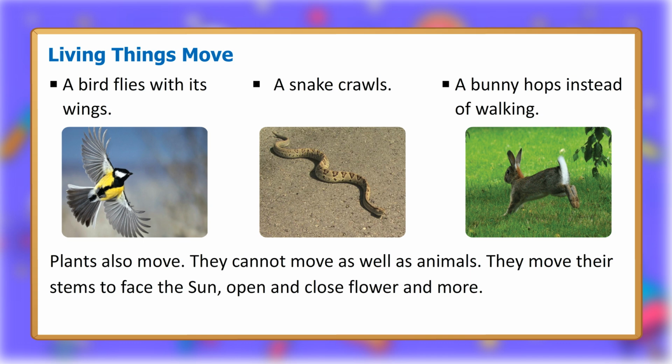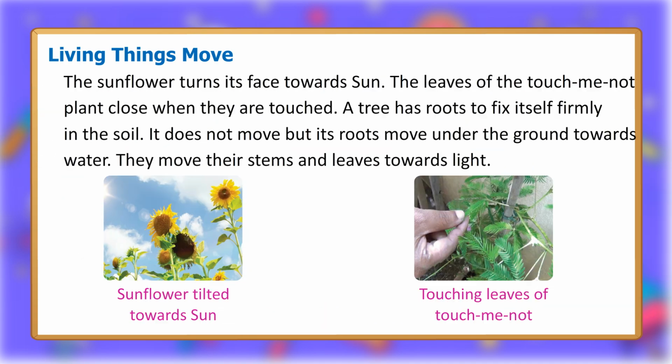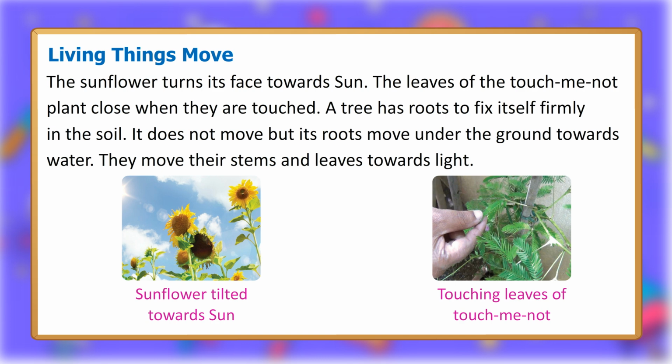Plants also move. They cannot move as well as animals. They move their stems to face the sun, open and close flowers and more. The sunflower turns its face towards the sun. The leaves of the touch-me-not plant close when they are touched. A tree has roots to fix itself firmly in the soil. It does not move but its roots move under the ground towards water, and they move their stems and leaves towards light.